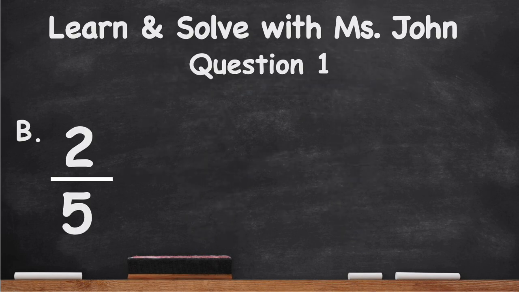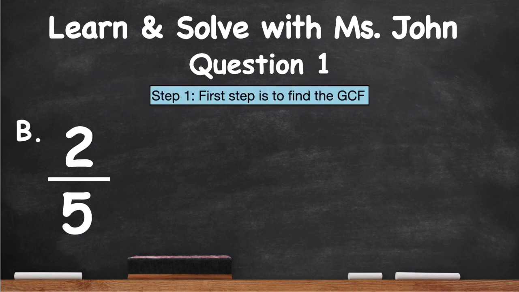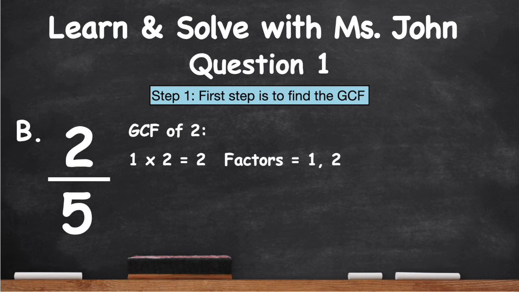Now let's do the other fraction, 2 over 5. So let's first find the GCF. So again, we're going to find what are the factors of 2. So what times what equals 2? 1 times 2 equals 2. So the factors of 2 are 1 and 2.